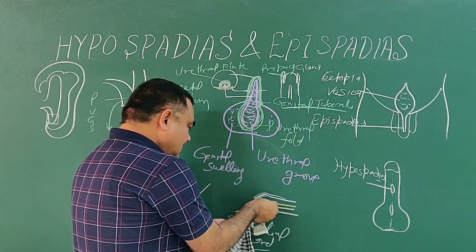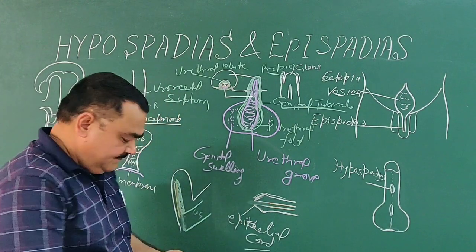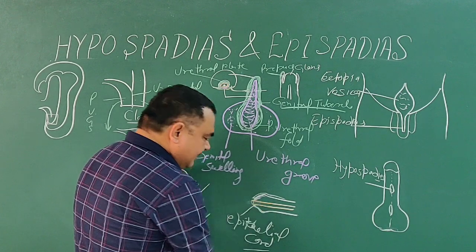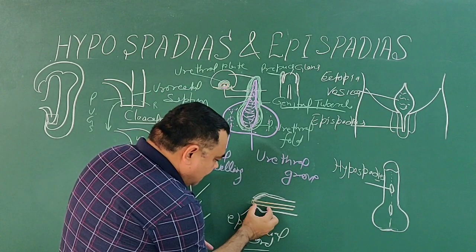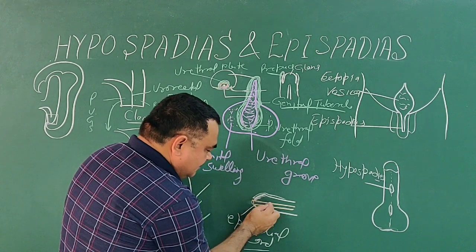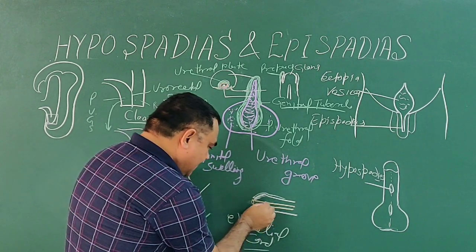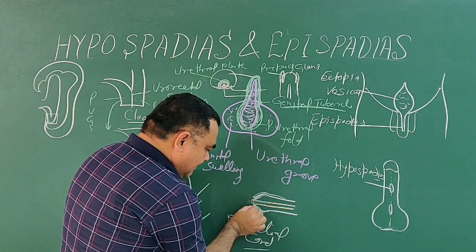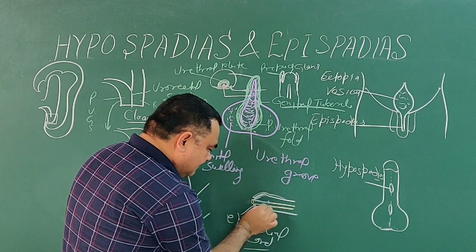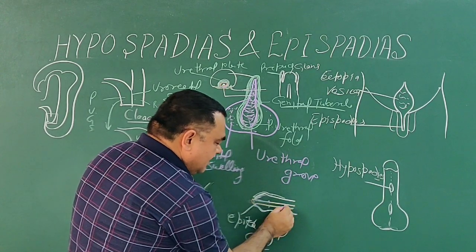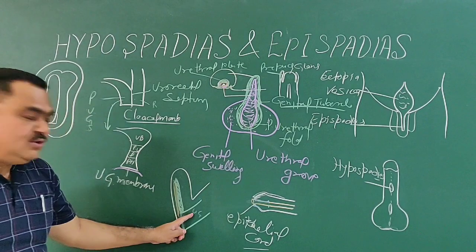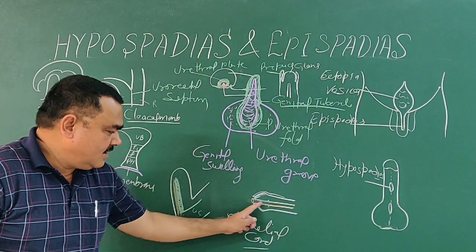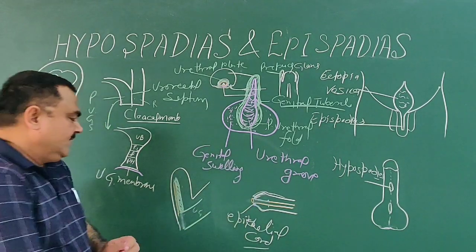Eventually this cord becomes canalized and forms the remaining part of the urethra which lies in the glans and opens at the tip here. So this part develops ectodermally, from epithelial cords which develop from ectoderm, and the remaining part develops from endoderm of the urogenital sinus. So up to here endoderm and from here to here ectoderm.